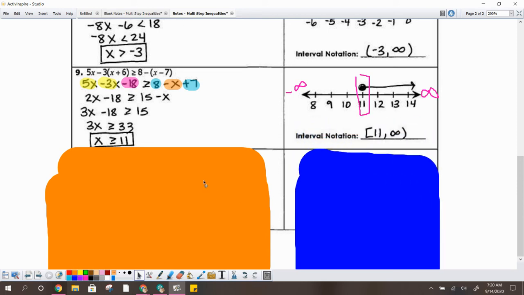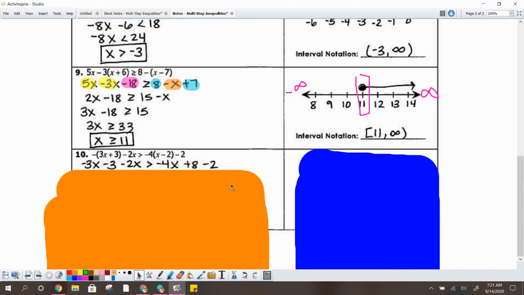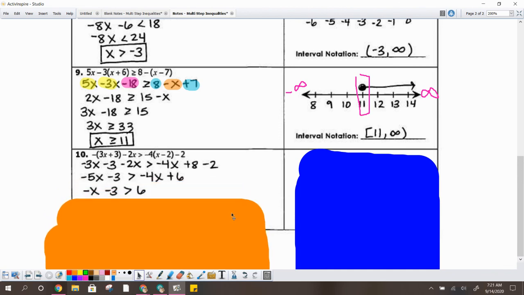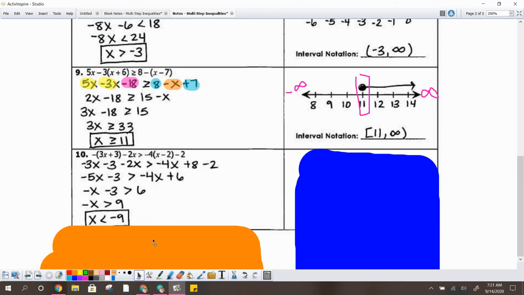All right, last one. Try this one on your own. Press pause. Press play when you're ready. So when you solve this one, first you distribute, and then you combine your like terms, and then you can go ahead and move your x values, and then you can move that -3. And then we have a negative x over here, so we are going to divide by -1. Okay, so we're flipping that sign because we're dividing by a -1 here. And that will get me x is less than -9.